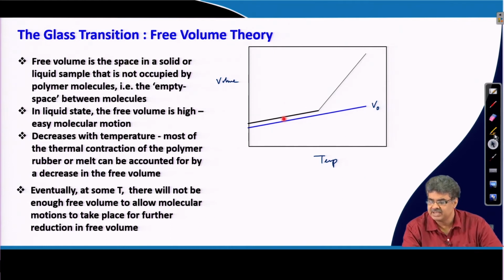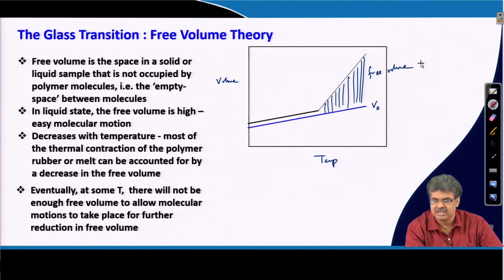Now, this difference between the actual volume and the volume of the polymer molecules is termed free volume. This is called free volume. So, the free volume below the Tg remains almost the same. The value of free volume below this Tg is almost constant no matter what the temperature is, whereas above Tg the free volume increases with temperature.